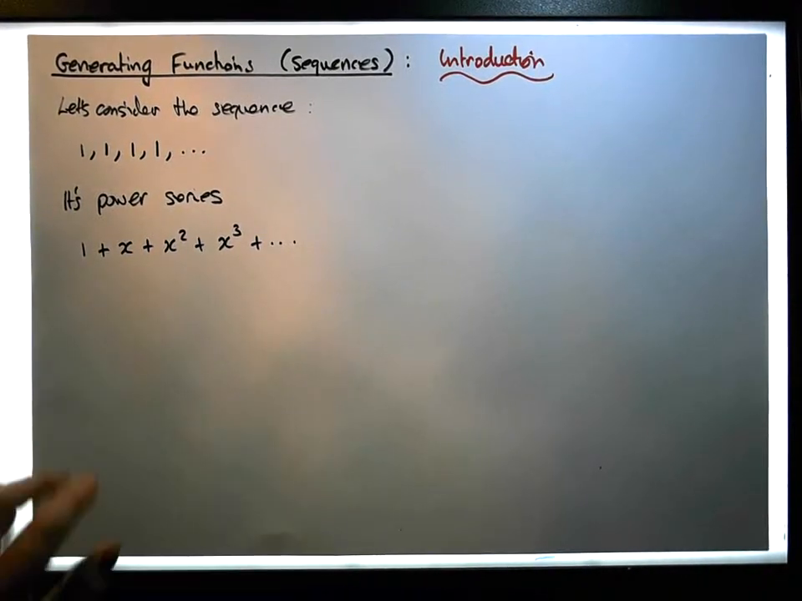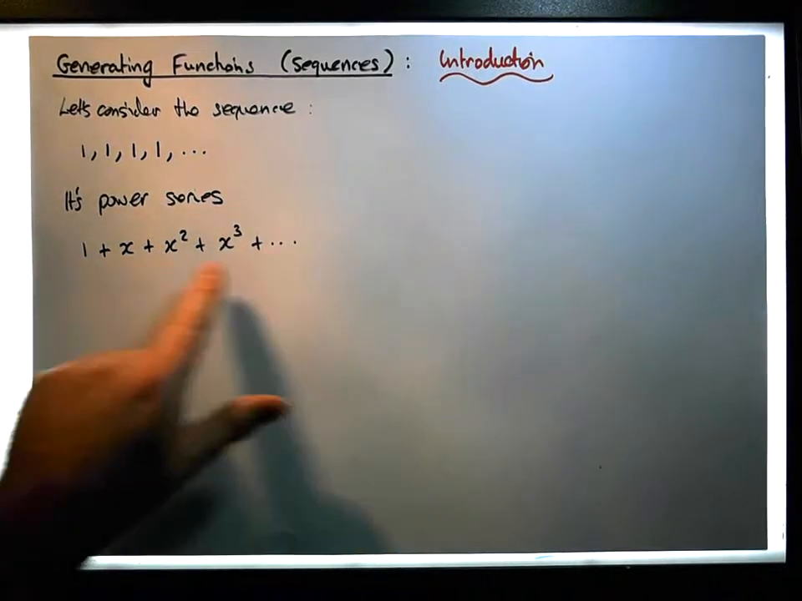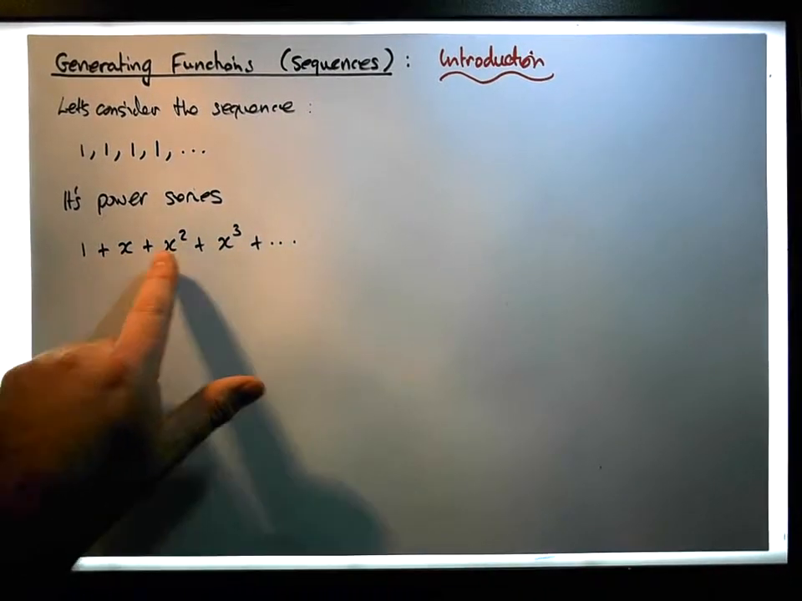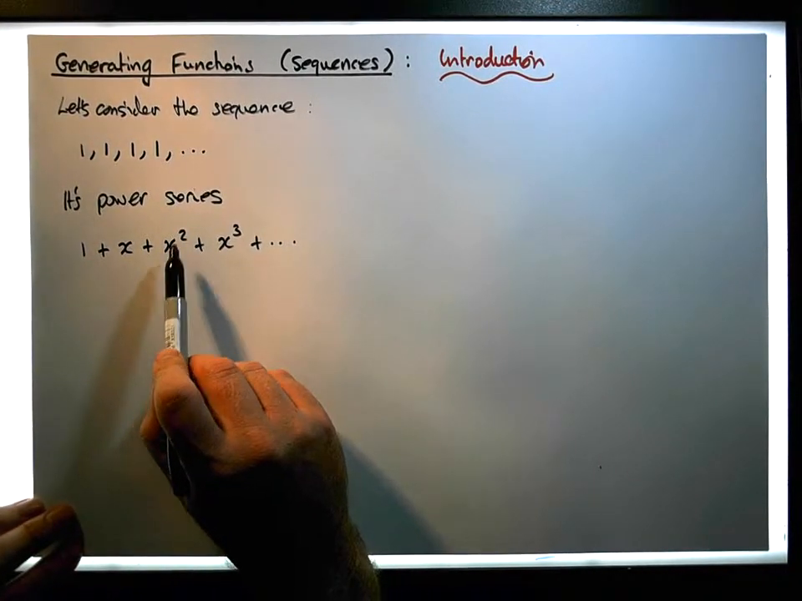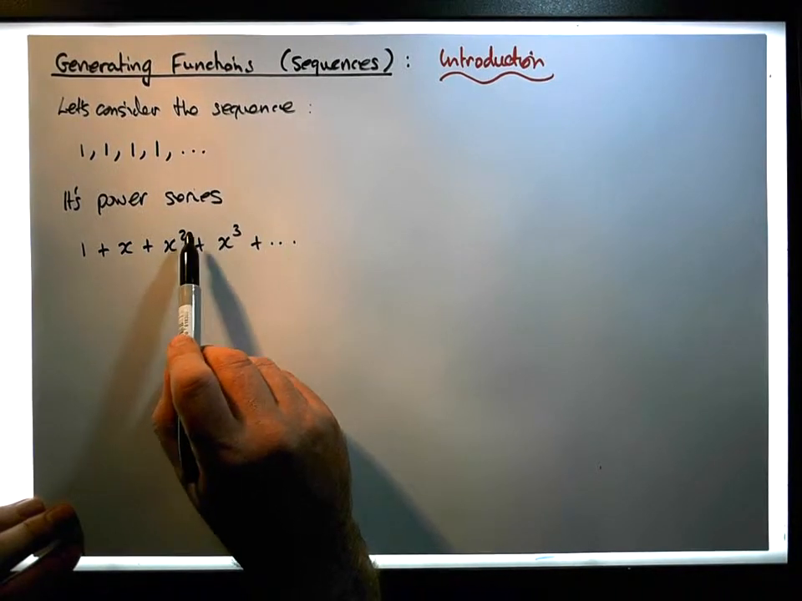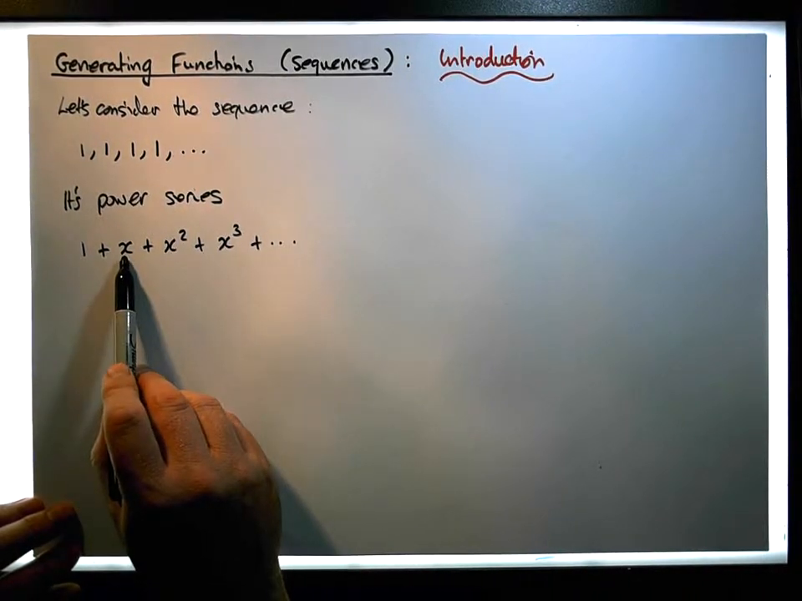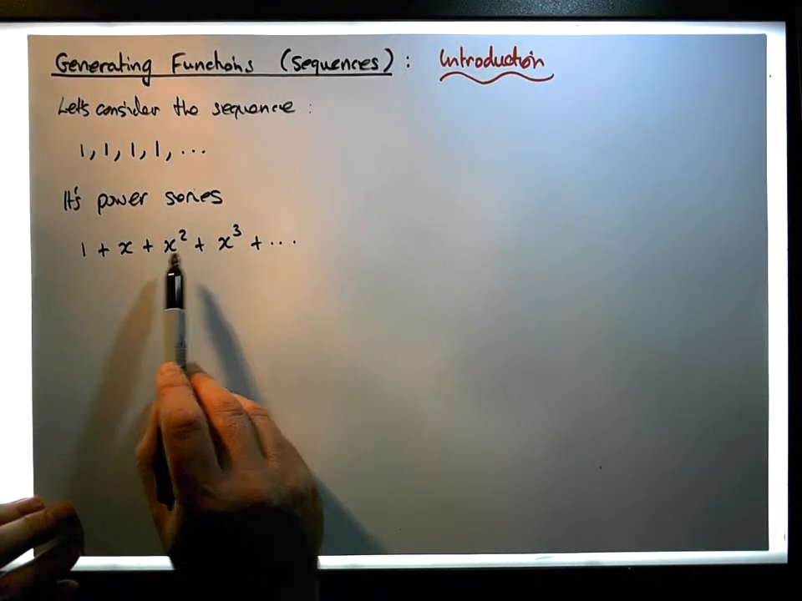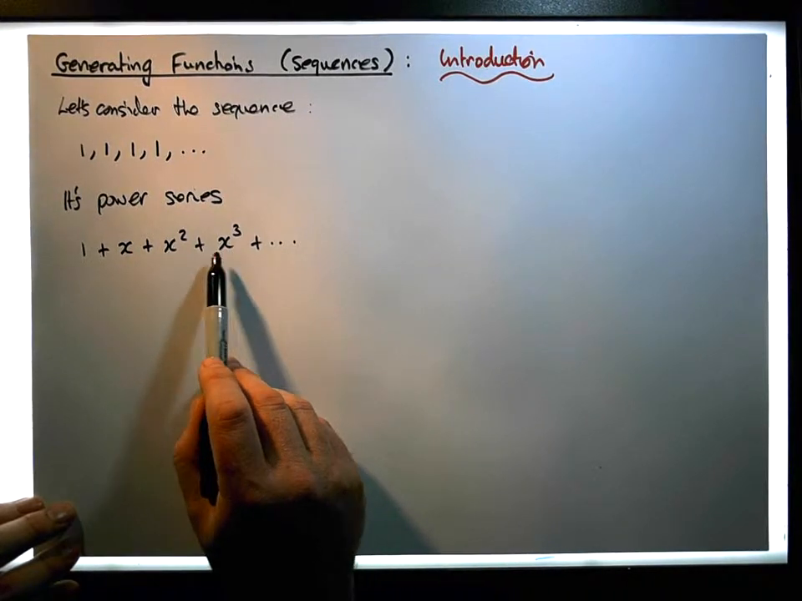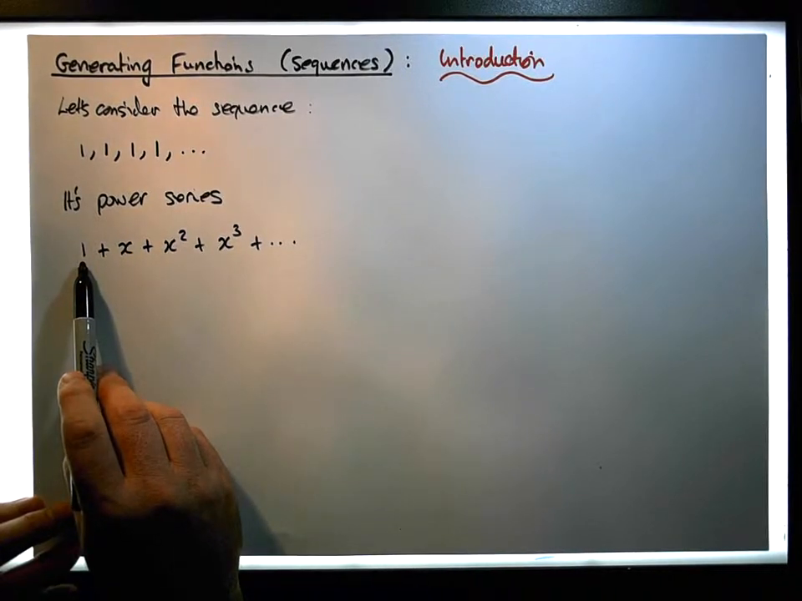Each term in this power series has a specific position, and the position is denoted by the power associated with the indeterminate. So, for example, this value here is a 1. It's the coefficient of x to the 0. The coefficient of x to the power of 1 is a 1. The coefficient of x squared is a 1. The coefficient of x cubed is a 1. So the first term in the series is 1 times x to the 0.